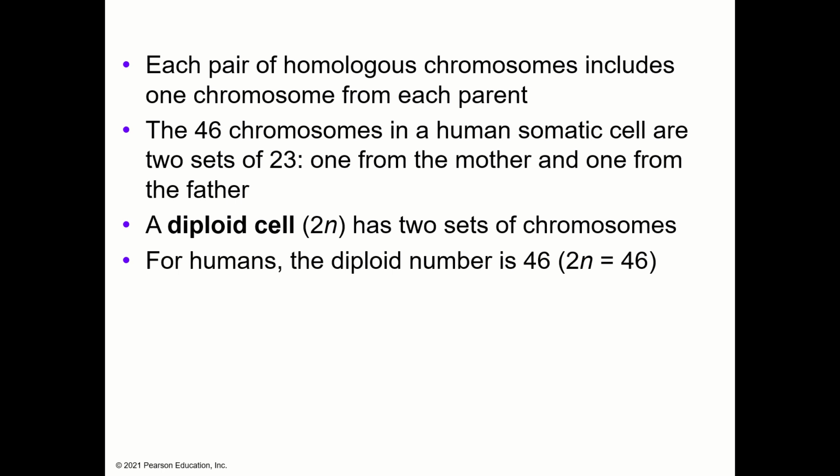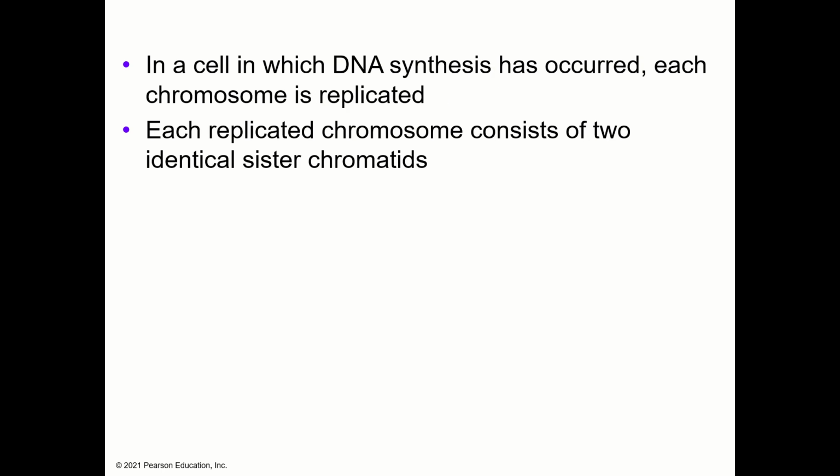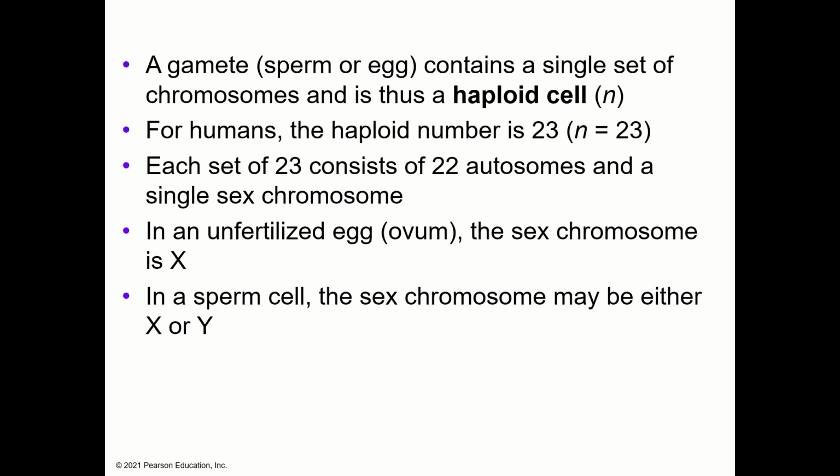Or number of pairs. In a cell in which DNA synthesis has occurred, each chromosome is replicated. Each replicated chromosome consists of two identical sister chromatids. A gamete, which would be either the sperm or the egg cell, contains a single set of chromosomes, and is thus referred to as a haploid cell, or with the shorthand N.